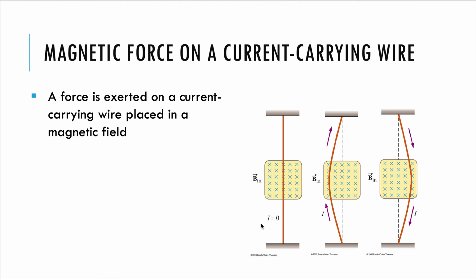This picture shows that when there's no current, there's no force on the wire. And then when there's a current upward, there's a force to the left. When there's a current downward, there's a force to the right. That's when the external magnetic field is pointing into the page. And we will also see in this video that this direction of the force can be predicted using the right-hand rule, just like we did when we had moving charges.